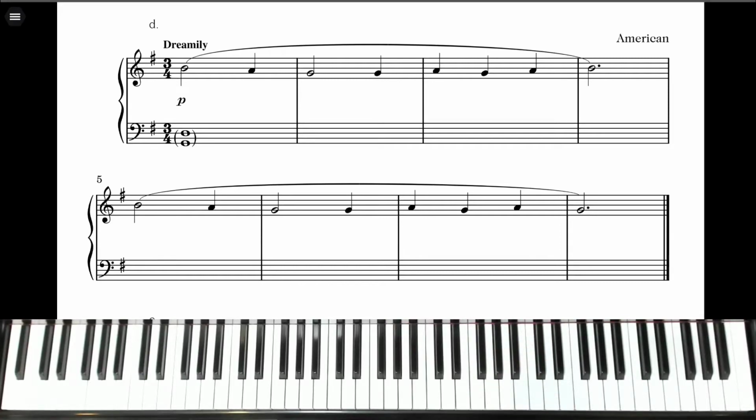Next, we're going to take a look at Chapter 1, page 31, Example D. This still is harmonization. We're going to follow the same strategies that we did for the other examples. On this example, we're going to start with determining the key signature, just like the others. We have 1 sharp, F sharp, and yes, we are in the key of G major. So I'll write that in.